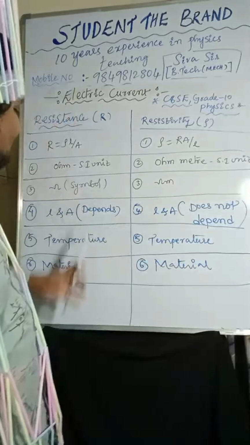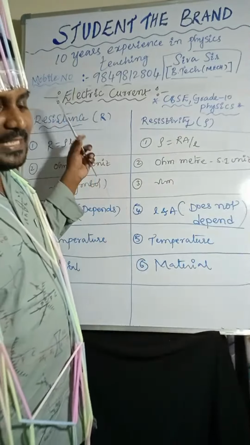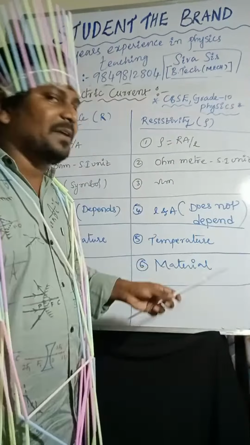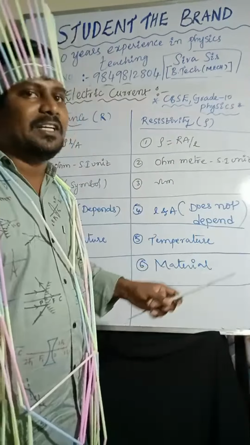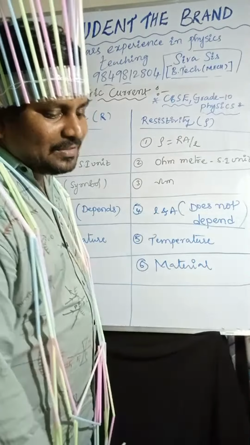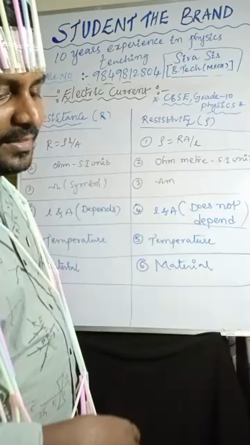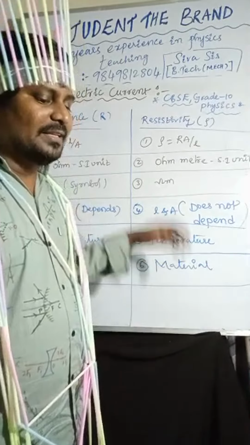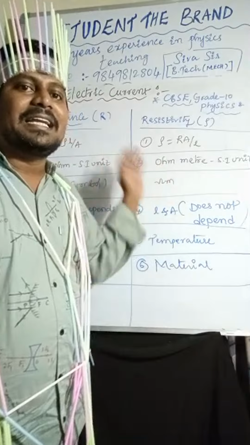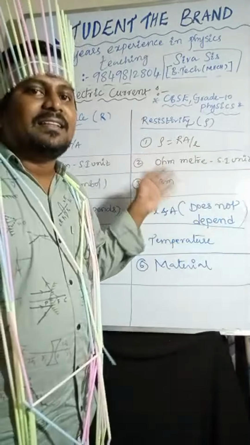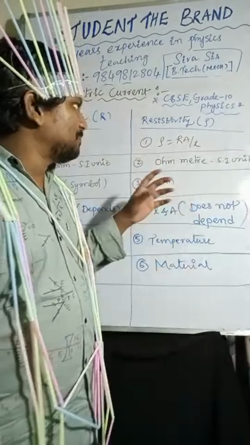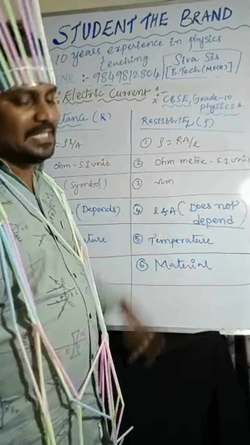Resistance depends on temperature. Resistance depends on the material of the conductor. Resistivity depends on temperature. Resistivity depends on the material of the conductor. So this is about the differences between resistance and resistivity.